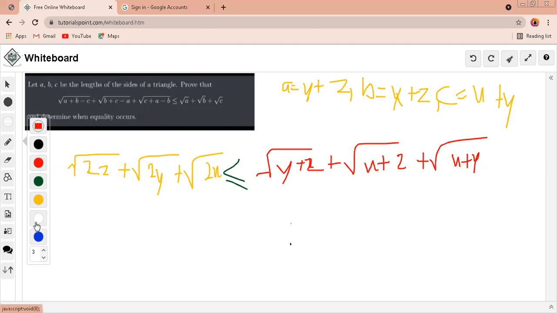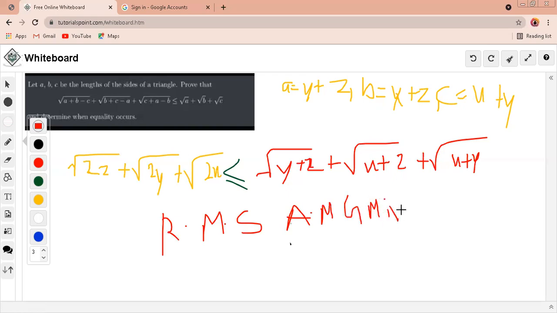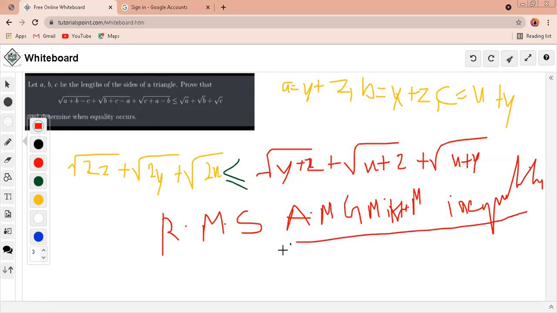So if you all know the RMS AM-GM-HM inequality, the full name, this has a one line solution. Although I want you all to try this problem with AM-GM, that would be more interesting. In this video, I will be solving using the RMS and RMS-AM inequality.